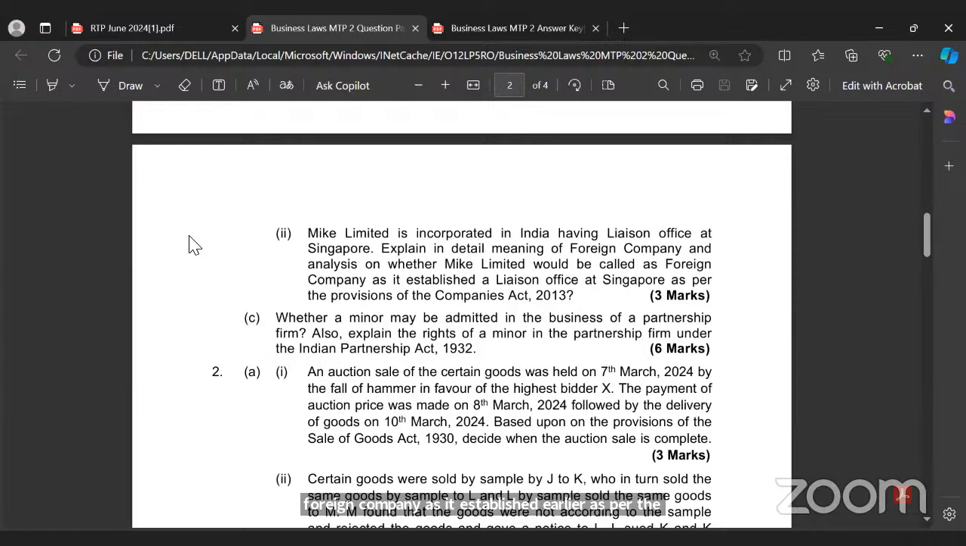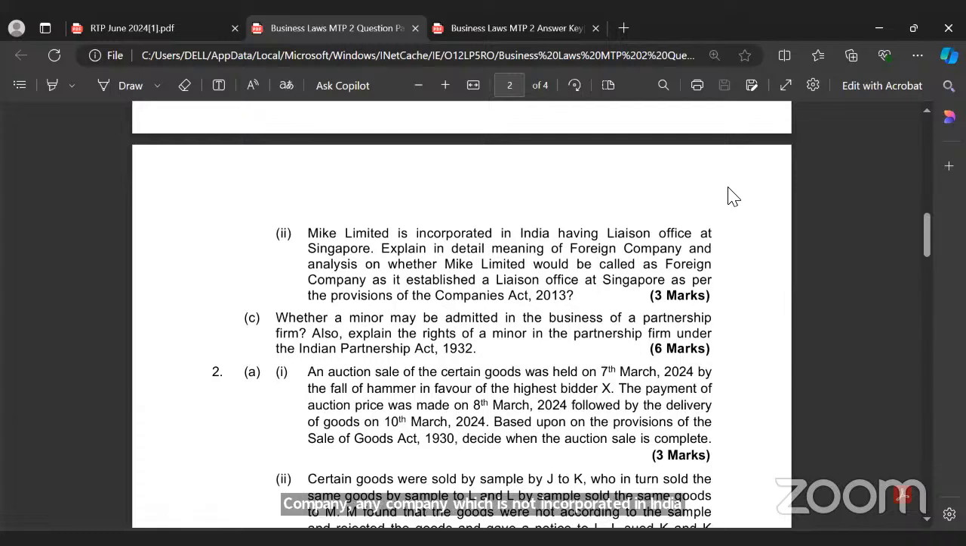So very easy. First, they've asked what is a foreign company, so define a foreign company. Foreign company is 2(42), right? So you come from India, 2 from and 2 back. You go to India, you go to Germany, come back. That's why I said it's an easy way to remember, right? So you'll mention: foreign company is any company which is not incorporated in India but has a branch or carries on business in India, either on its own or through a franchise.